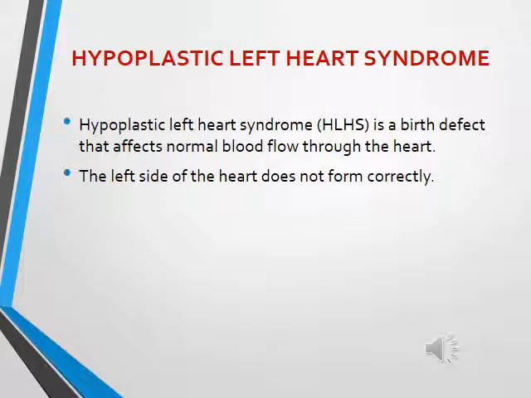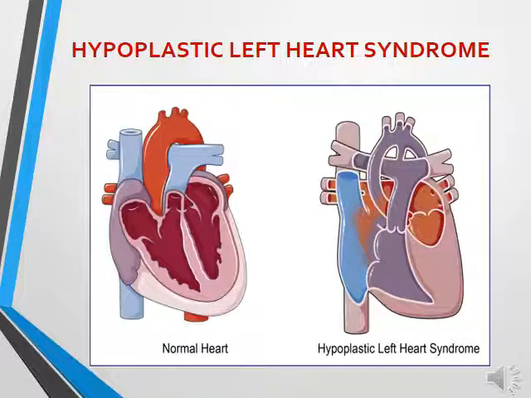Hypoplastic left heart syndrome. It is a condition in which the left side of the heart does not form properly. The left ventricle, mitral valve, and aortic valve are not formed or are very small. This is the comparative picture of a normal heart and hypoplastic left heart syndrome. So there is an underdevelopment of the left side of the heart.